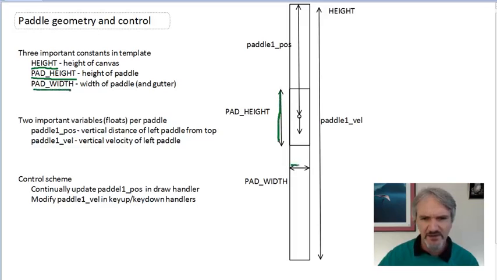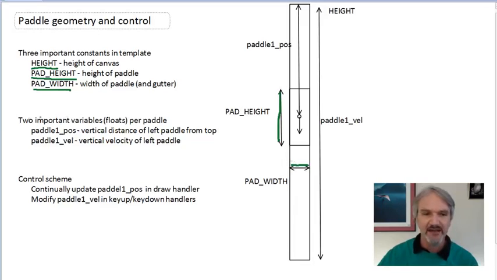That's this dimension right here. So the height and the width of the paddle are going to be important things. For example, the width of the gutter, how far the gutter extends off from the side of the canvas, is going to be determined by the paddle width. In my template code, I have to model the position and the velocity of the paddle.